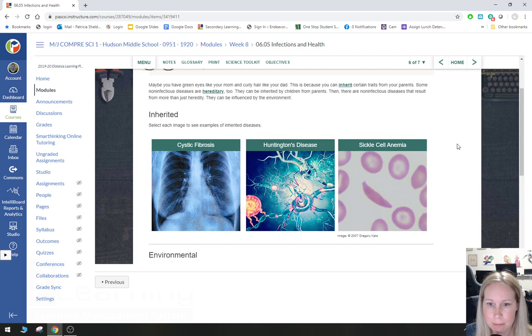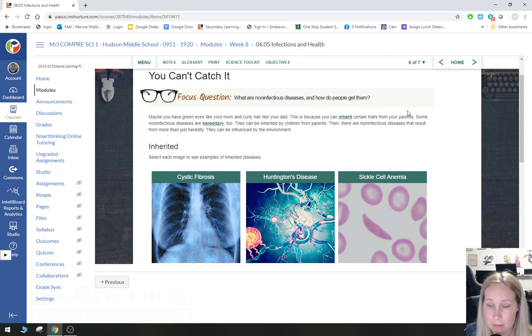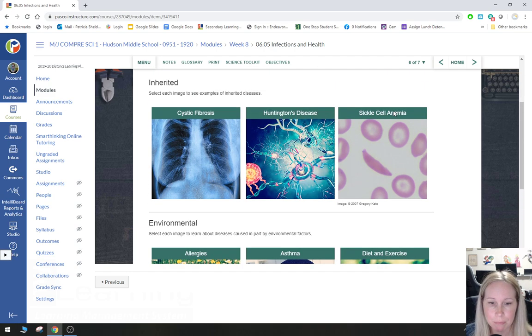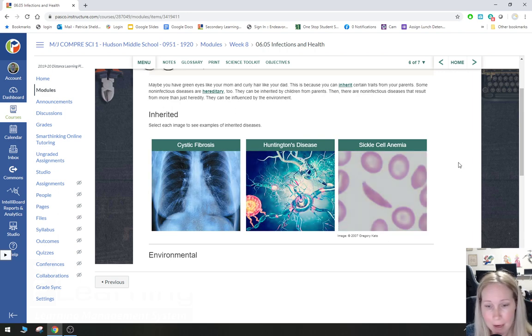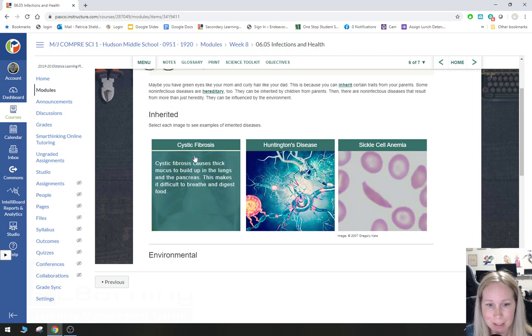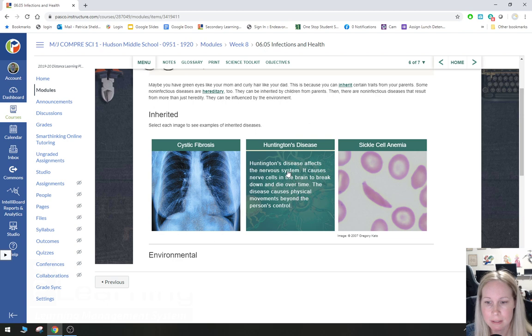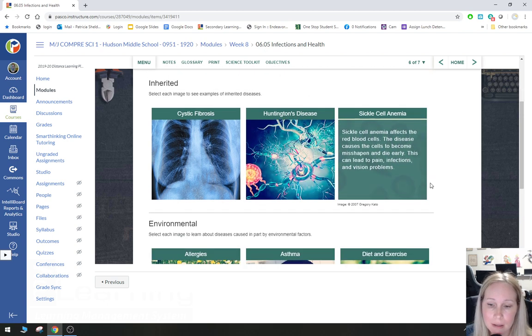Non-infectious diseases are spread by parents. Any type of parent can spread it to their kids if they had it or their parents had it. It's like a generational thing. Some of them can be just handed down from generation to generation: cystic fibrosis, Huntington's disease, sickle cell anemia.